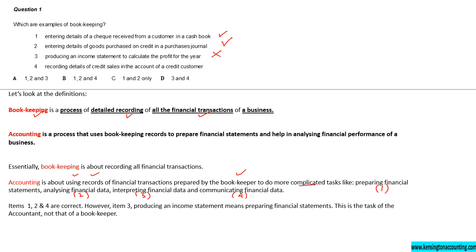Number 4, recording details of credit sales. Recording of credit sales is part of bookkeeping. Therefore, the 3 correct answers are 1, 2, and 4. Therefore, the correct answer is B.